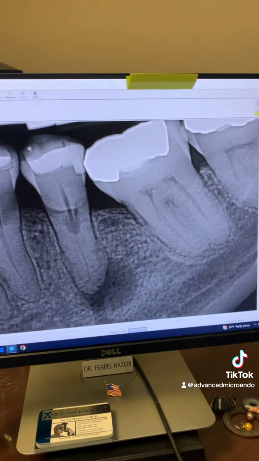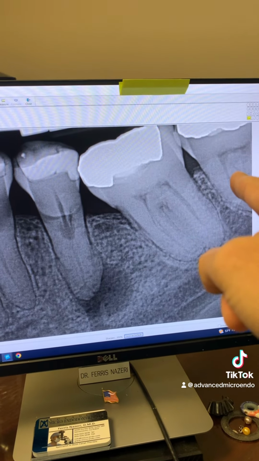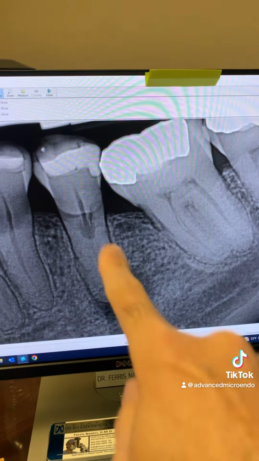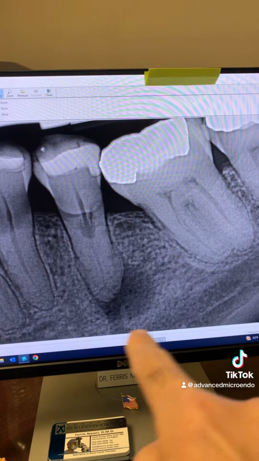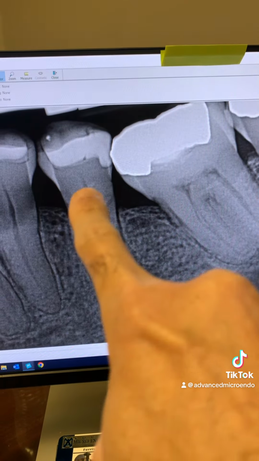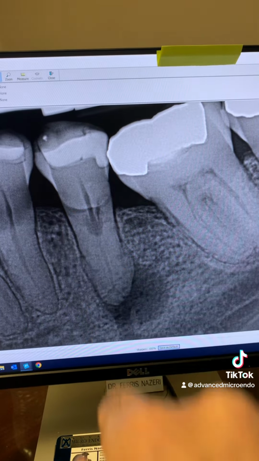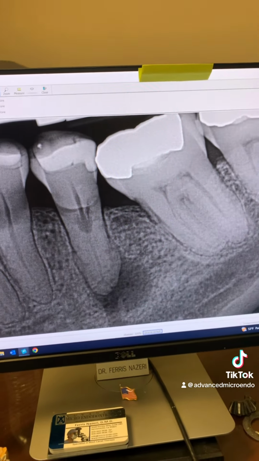All right, so it was not tooth number 18. It was tooth number 20. Look at that huge periapical lucency there. And also look at that inflammatory resorption going on right there.